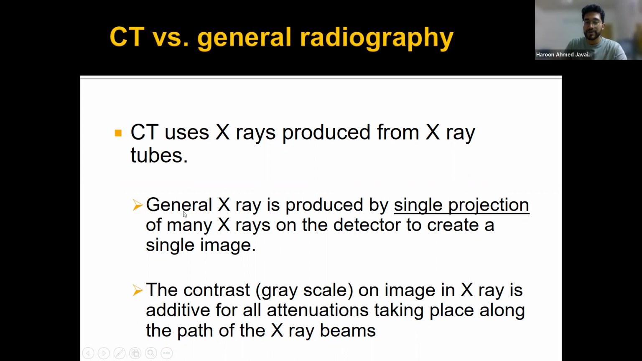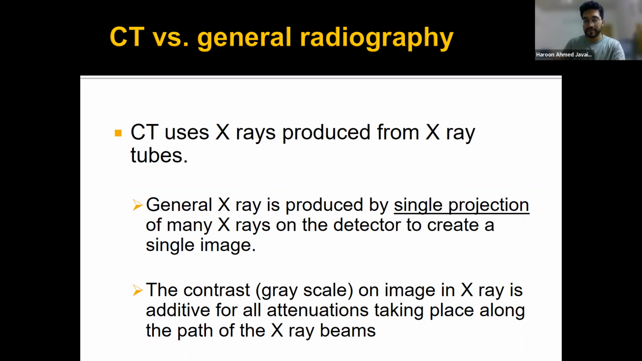Okay, so let me just read this out for you because we're going to talk about this in the other slides. A general X-ray image is produced by a single projection of many X-rays on the detector to create a single image, okay? And a contrast, a grayscale image on the X-ray is additive for all the attenuations taking place along the path of the X-ray beams. Okay, so firstly, what does the word attenuation mean? Attenuation basically means absorption of the X-ray, okay?